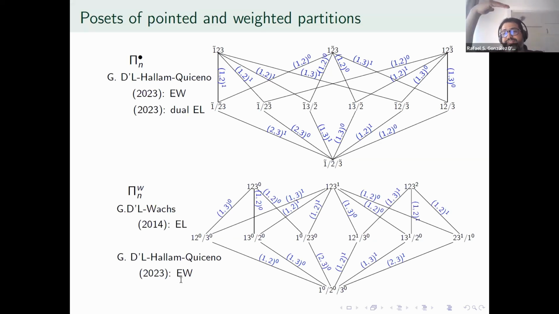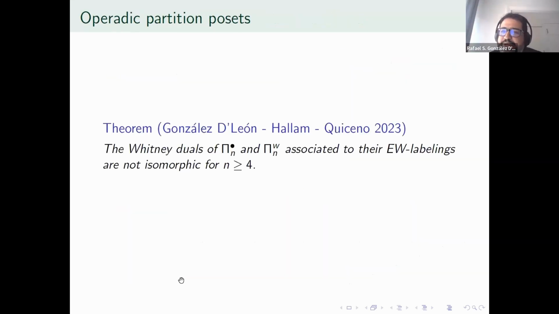So both posets that are Whitney twins are Whitney dualizable. And this main theorem that we have this year says that actually these other two duals are also non-isomorphic. So think about these results as important.